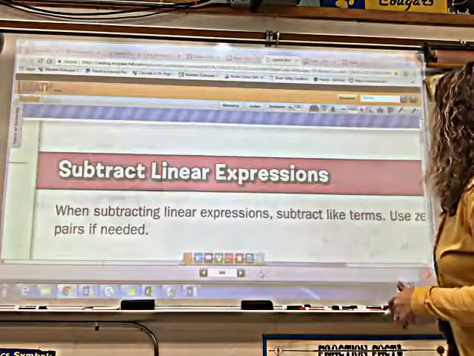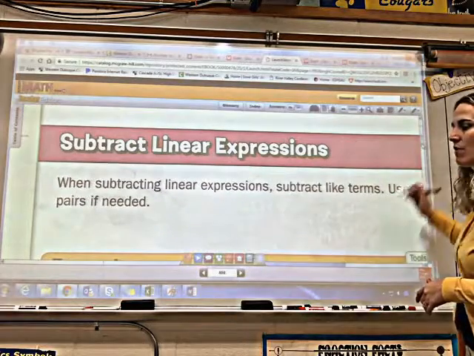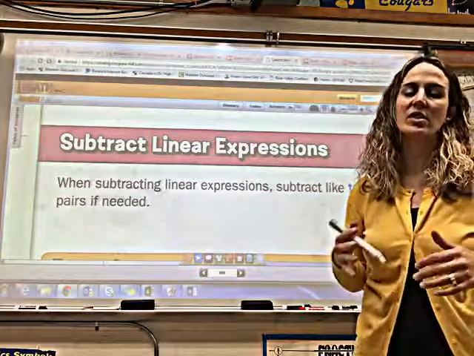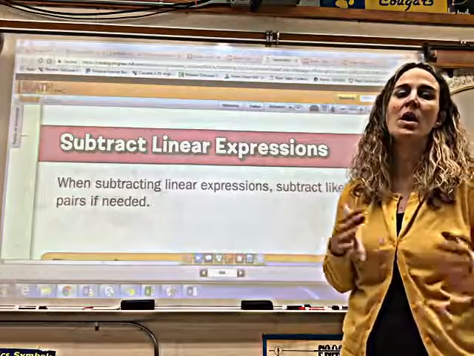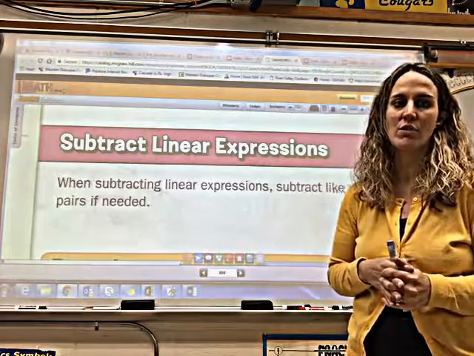Basically, this whole lesson is going to be focusing on the subtraction of them. If you think back to lesson 6, our focus was on the addition of them. Today we're going to be focusing on the subtraction of them.